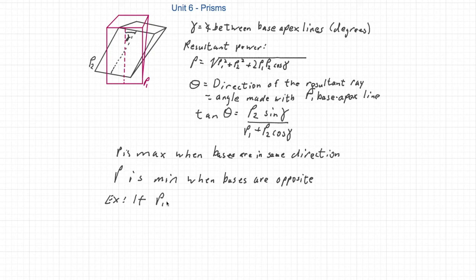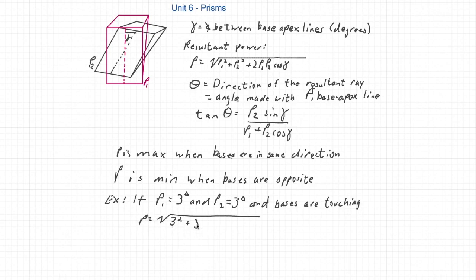So let's see if that works when we plug into the power formula. Let's say the power of the first prism is 3 prism diopters, the power of the second prism is 3 prism diopters, and the bases are toward each other, they're touching. So total power equals P1 squared, which is 3 squared, plus P2 squared, which is 3 squared, plus 2 times 3 times 3 times the cosine of 0 degrees. Recall from trigonometry, the cosine of 0 equals 1. So under the square root sign, we have 9 plus 9 plus 18, which is 36, and we get a power of 6 as expected.